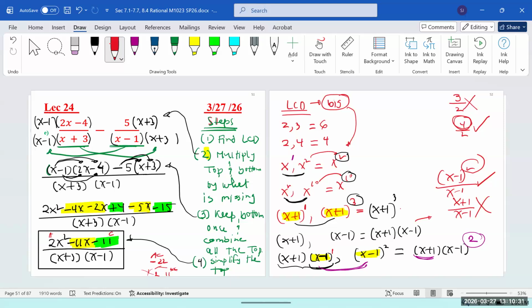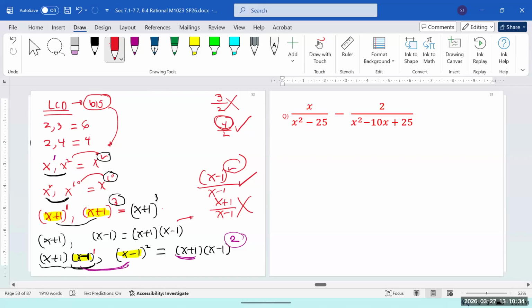Now, based on this concept, let's do something like this one. We have x over x squared minus 25, and you're subtracting 2 over x squared minus 10x plus 25. Can you guess what is our first step before you even go for LCD? Good job. Factor the denominator if possible.